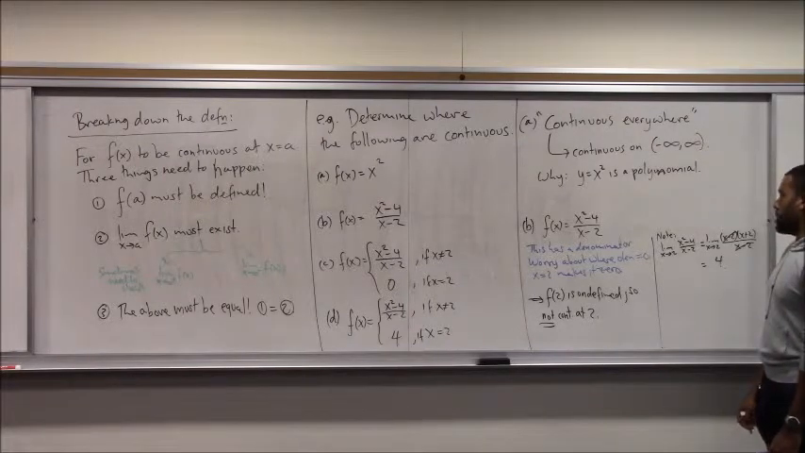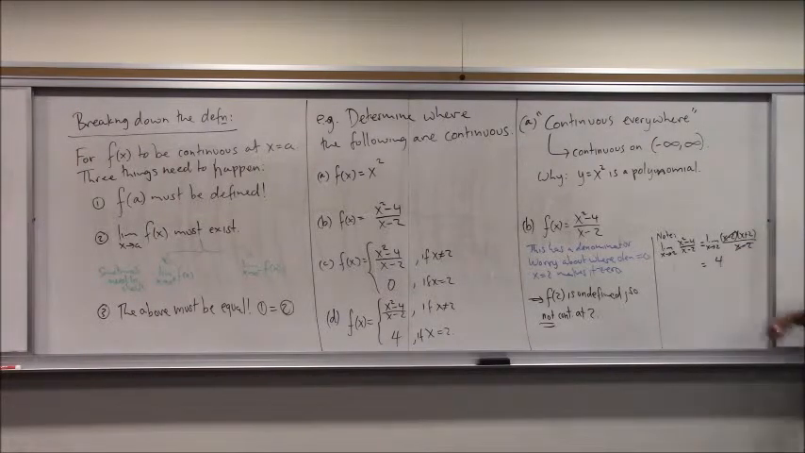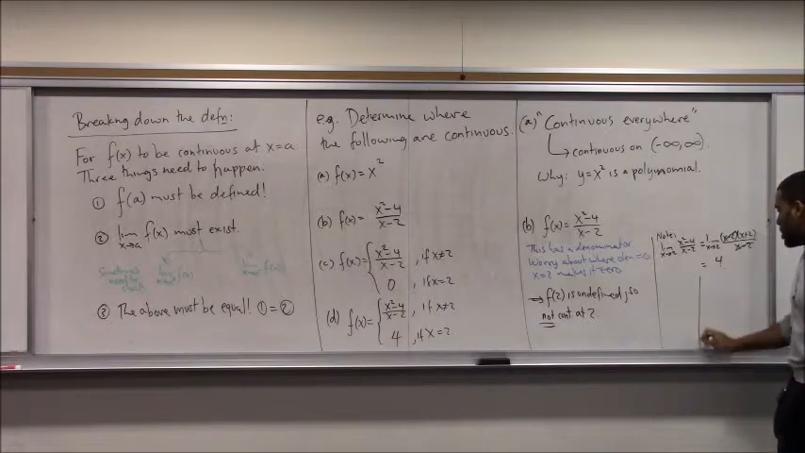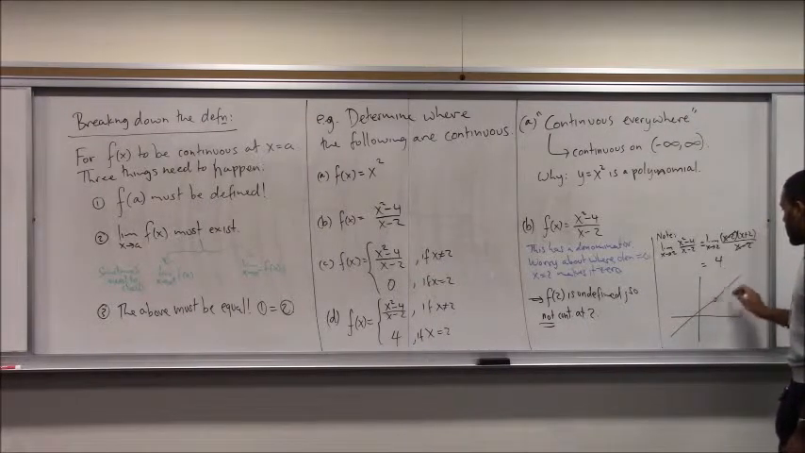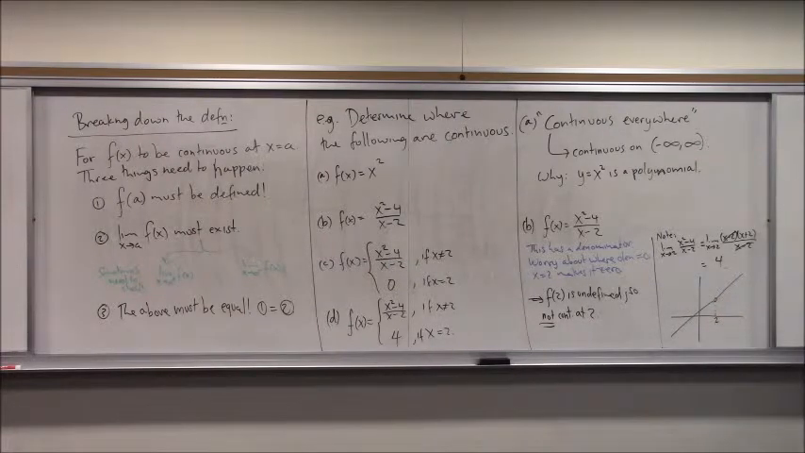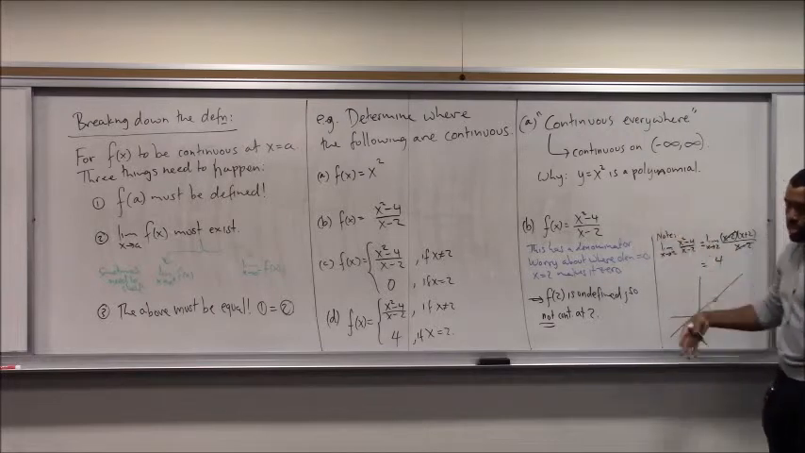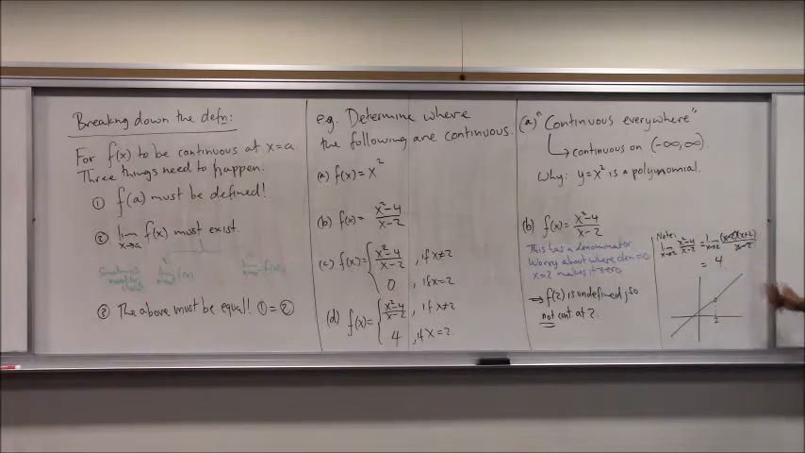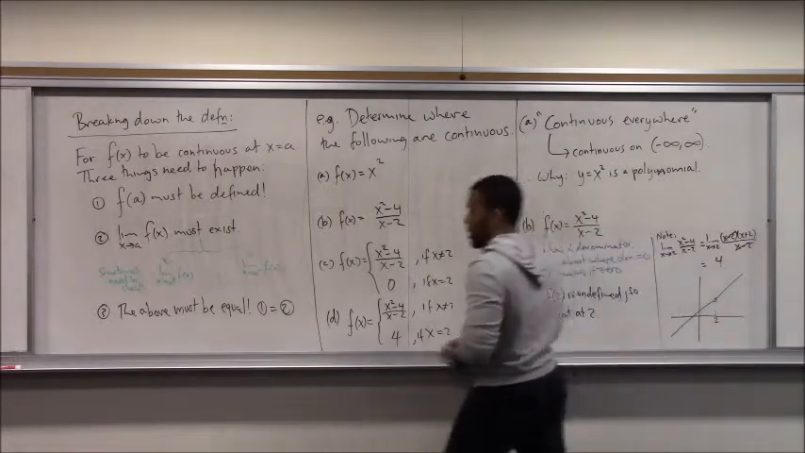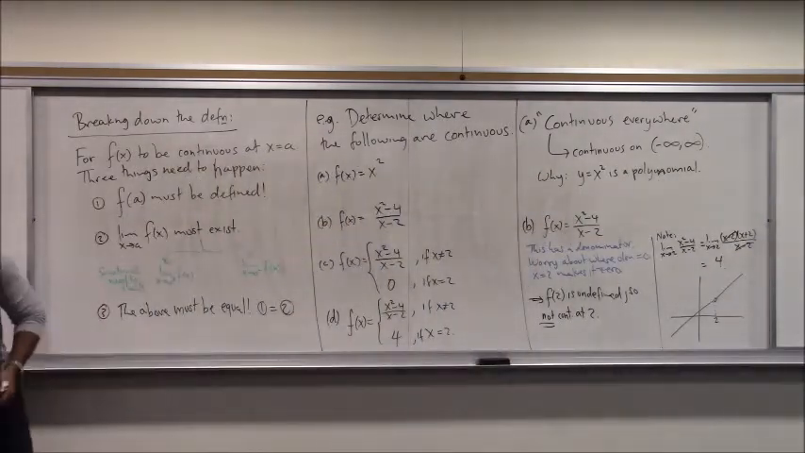Pretty much what happens is, everywhere other than at 2, it actually behaves like the function x plus 2. We've seen this behavior already. So there's like a hole at 2. So that's kind of the picture here. And you realize that other than at 2, everything is fine. Because if we're not at 2, this is just a fraction. It's going to give us a number, and it's going to work everywhere. So the answer here is that it's continuous everywhere except 2.